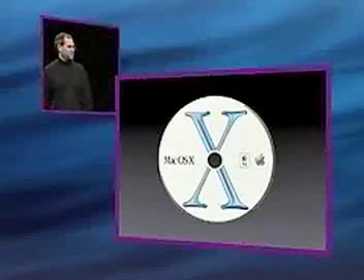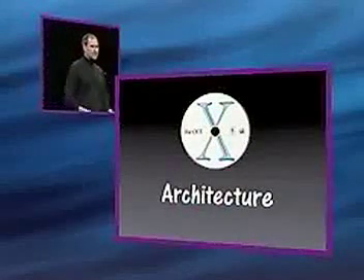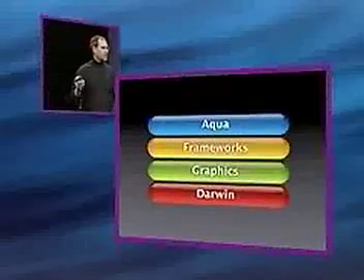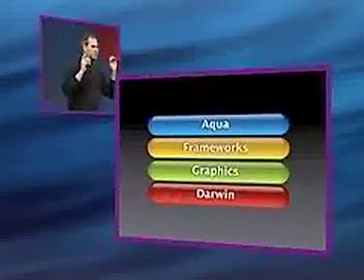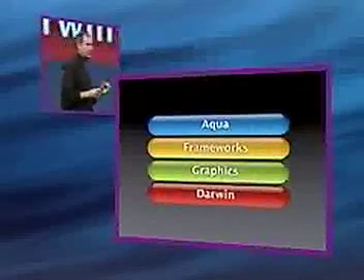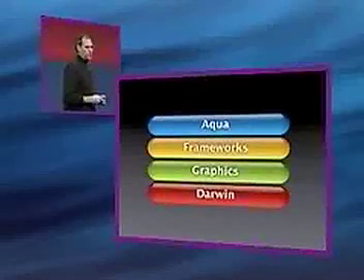Let me review the architecture of Mac OS 10 for those of you who don't know. Architecture's in 4 layers. A kernel called Darwin, the most killer graphics ever, tremendous frameworks for developers to write to, and a stunning new user interface called Aqua.